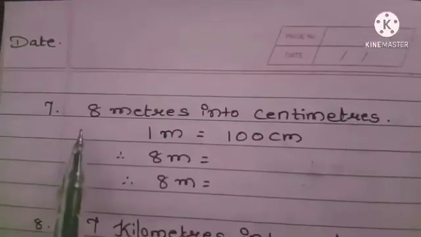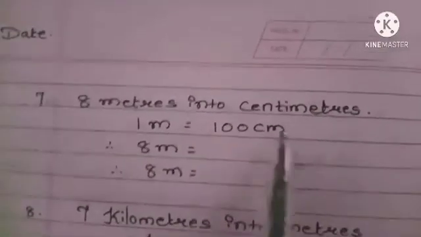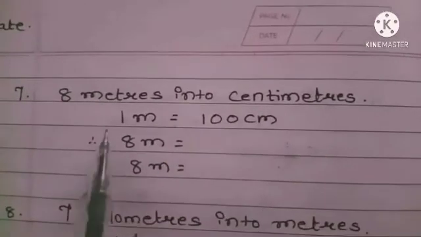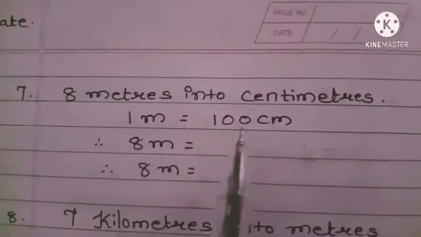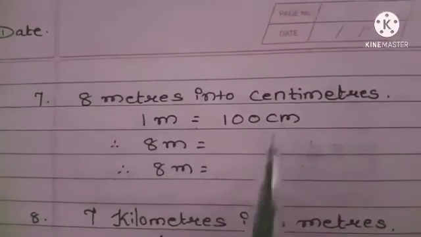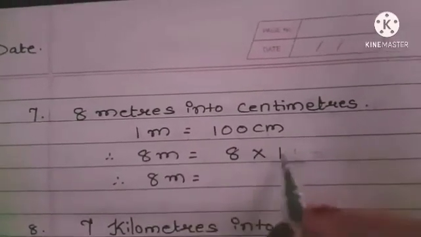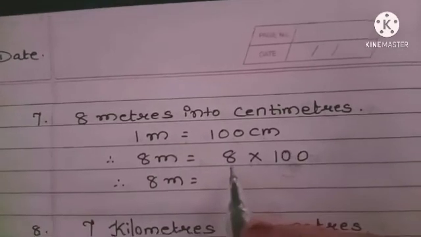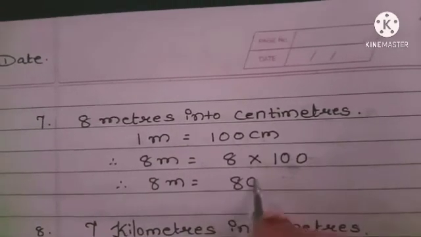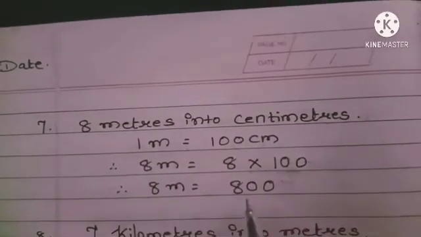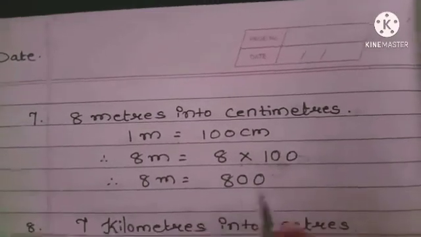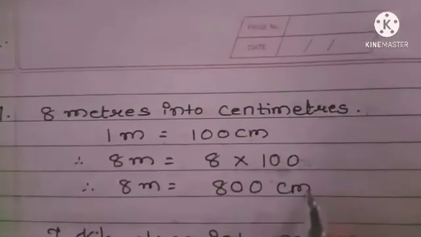Now 7th question is given 8 meters into centimeters. So you know that 1 meter is equal to 100 centimeters. So 8 meters is equal to 8 multiplied by 100, which is 800. So 8 meters is equal to 800 centimeters.